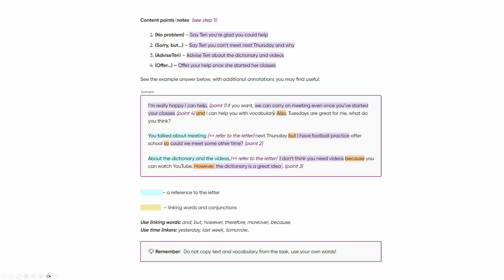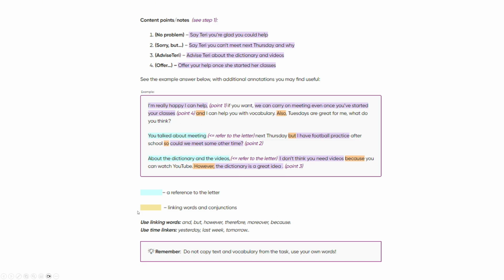Okay, so this is a sample which is very good for you to look through. Don't worry, this will be available. And then the blue highlight is the reference to the letter, meaning that she has mentioned it in her own email, and you are referring to what she has said.